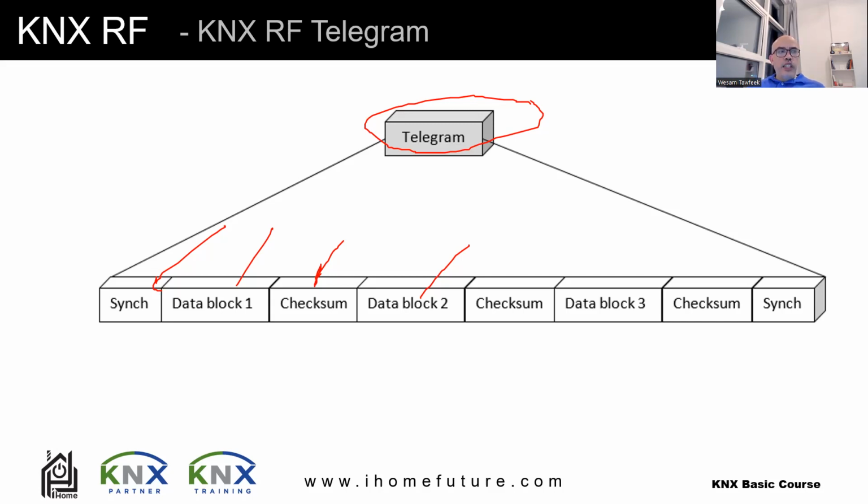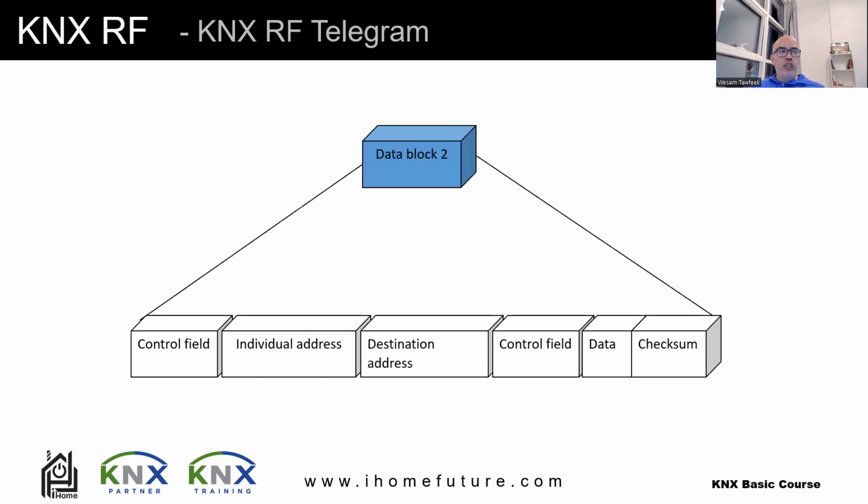Then you have the data blocks part where you have all the information that you need. So the data blocks mostly contain the actual useful information. Okay, and we'll talk about this, like switching or dimming. And this also talks about the start and the end of the telegrams. So this is a data block. Analyzing a data block, as you can see, there is a control field in here, then individual address, then destination address, then control field, then data, then checksum. Okay, this information causes data to be transferred, such as commands, messages. This is the useful information part in here.